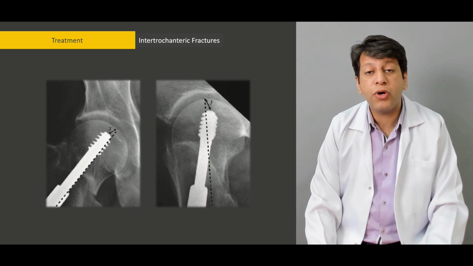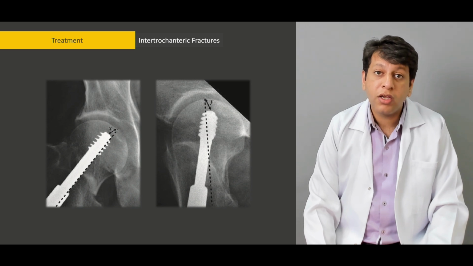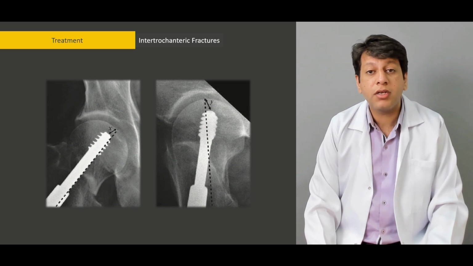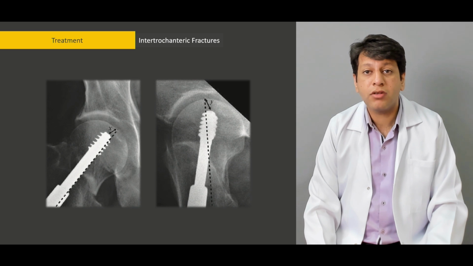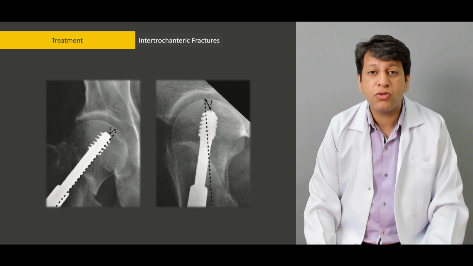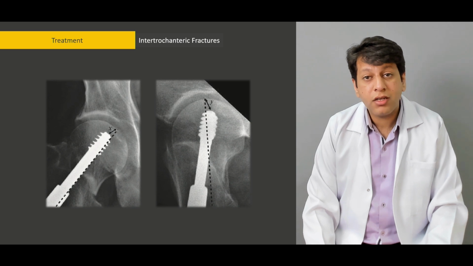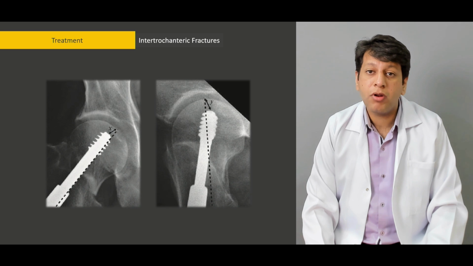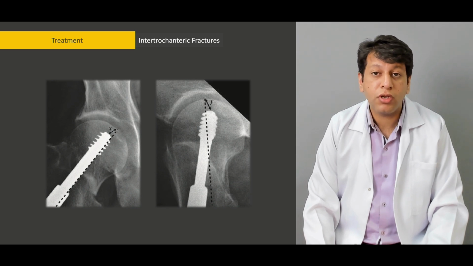But if it's Boyd and Griffin type 3 or 4, in which there is a reverse oblique pattern and also a 2-part fracture of the femoral shaft, then DHS and DCS would not be sufficient because the fracture pattern is inherently unstable. Then we will have to go for either the proximal femoral nail in the form of a gamma nail, or a proximal femoral locking plate to fix the combination of the fracture.